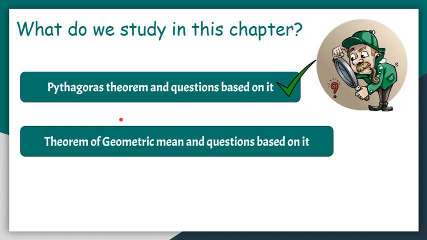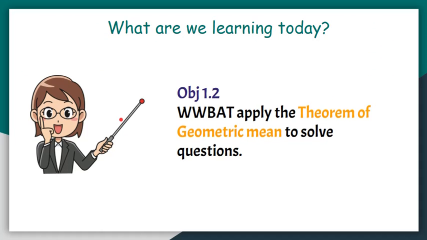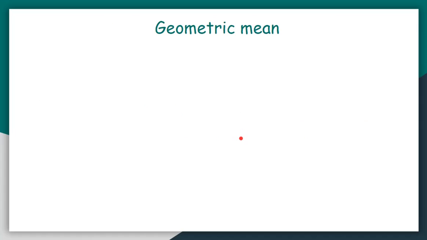We have successfully completed the first objective, which means today we are going to start objective 1.2. We'll be able to apply the theorem of geometric mean to solve questions. So this is a new theorem that we are learning, geometric mean, a very simple theorem. Now before we go ahead to understand what this theorem is, what fact the theorem is stating, first let's understand what the word geometric mean means.